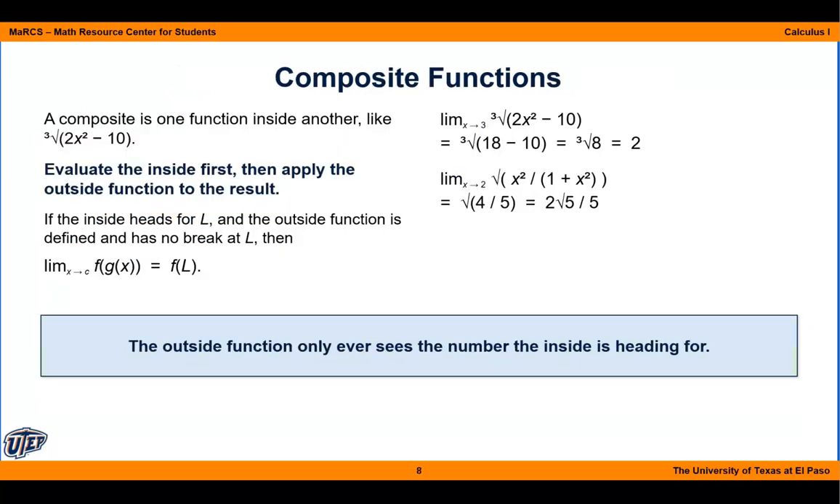A composite function places one function inside another. To evaluate its limit, begin with the inside function. Determine the value that the inside is approaching, and then apply the outside function to that result. In the first example, substitute 3 into the expression inside the cube root. The inside approach is 8, and the cube root of 8 is 2. In the second example, substituting 2 into the expression under the square root gives 4/5. Taking the square root and simplifying gives a value shown on the slide.